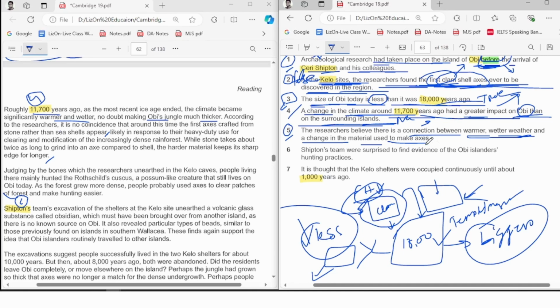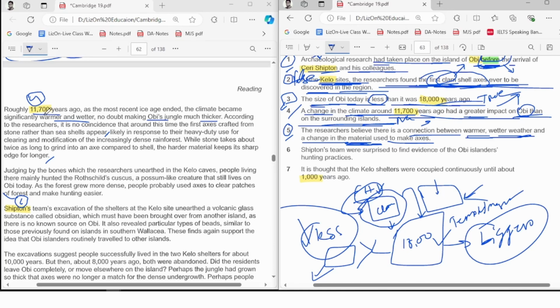So they are asking you to find that they have used some material. Look at this, try to understand. They have tried to use some material to make axes. What do you cut down the wood with? Axes. So they have used some material to make axes. They're saying there is a connection between the weather and the material you choose. Does it depend on the weather? They're asking whether the material of the axes changed because of the warmer and wetter weather.